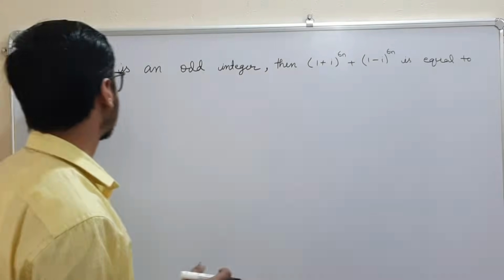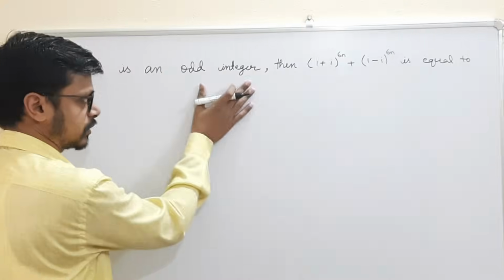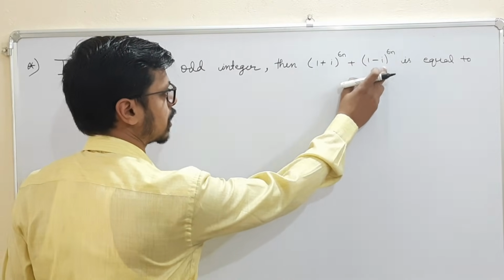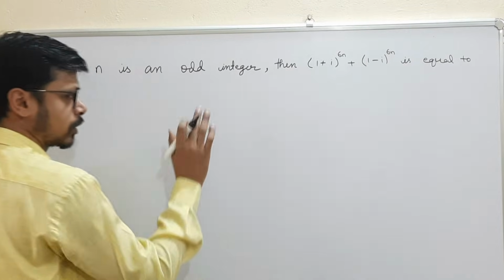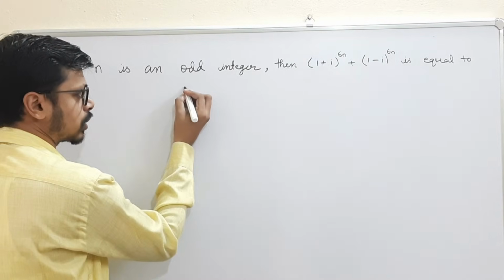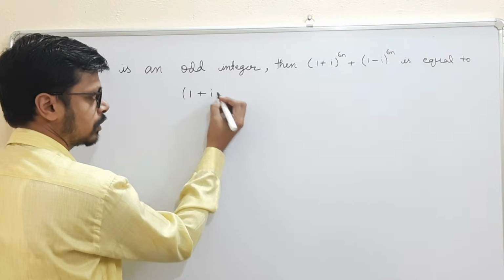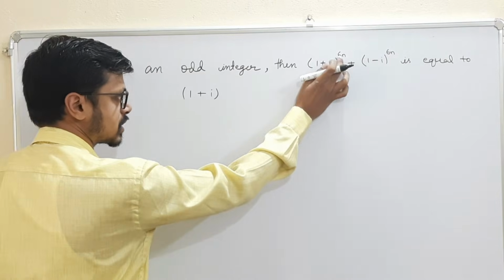Students, today we are going to solve this question where it is written: if n is an odd integer, then (1 + i)^6n + (1 - i)^6n is equal to what? See, there is one very short trick to solve this question. (1 + i), and here is power 6n.